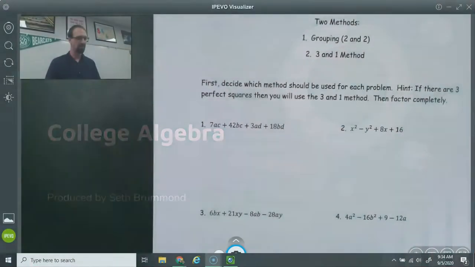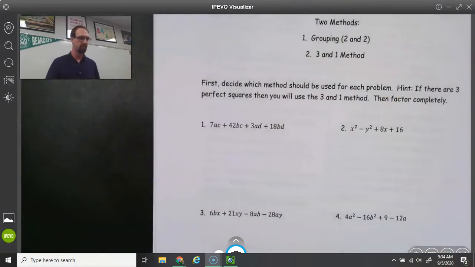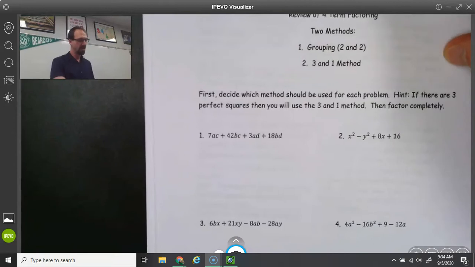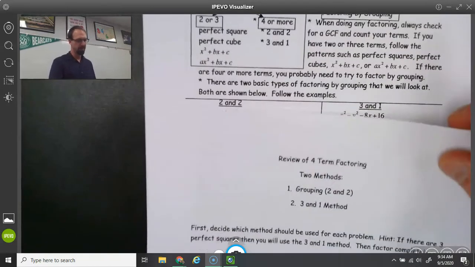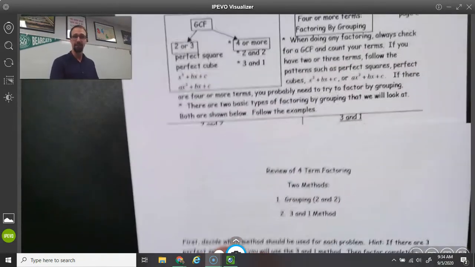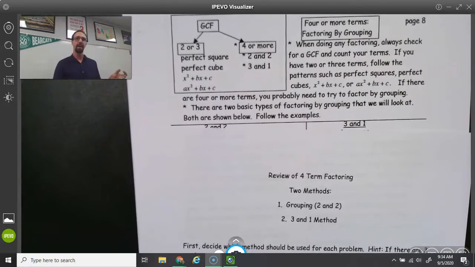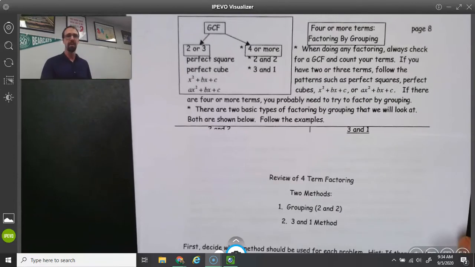This is the factoring packet. This is a bonus sheet that we included with it. This really focuses on when we have 4-term factoring. What we're really going to focus on today is when you have more than 3 terms. So if you have 4 or more terms, there's 2 scenarios that you could have. One's called factoring with 2 and 2, and then one's 3 and 1.